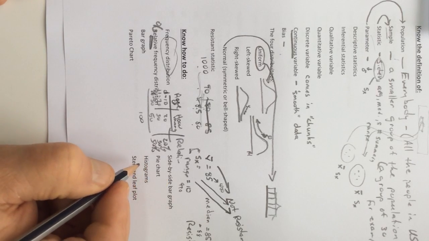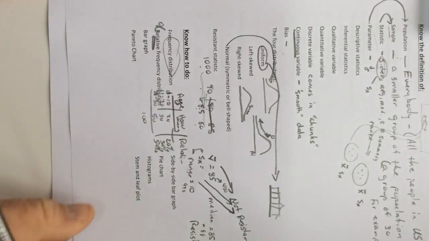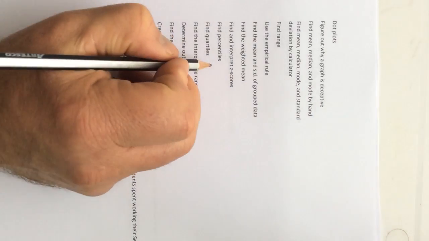Side-by-side bar graph, a pie chart, a histogram, a stem and leaf plot. I think they probably have a question like that, so we'll just do that. Dot plots, figure out why a graph is deceptive. I think you probably have most of these.